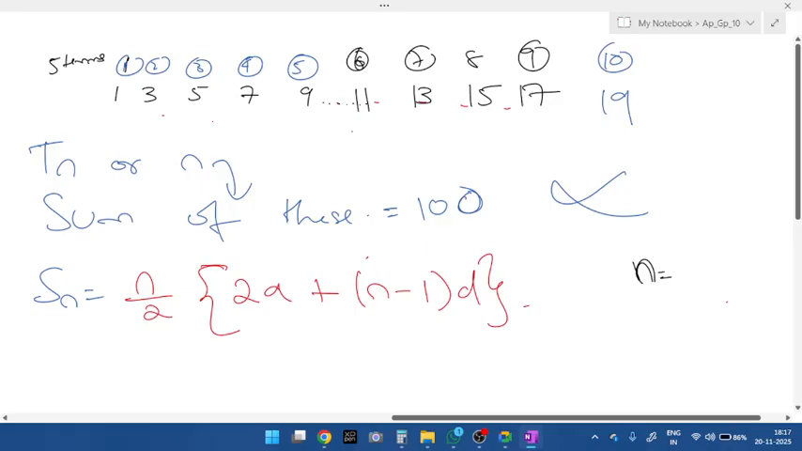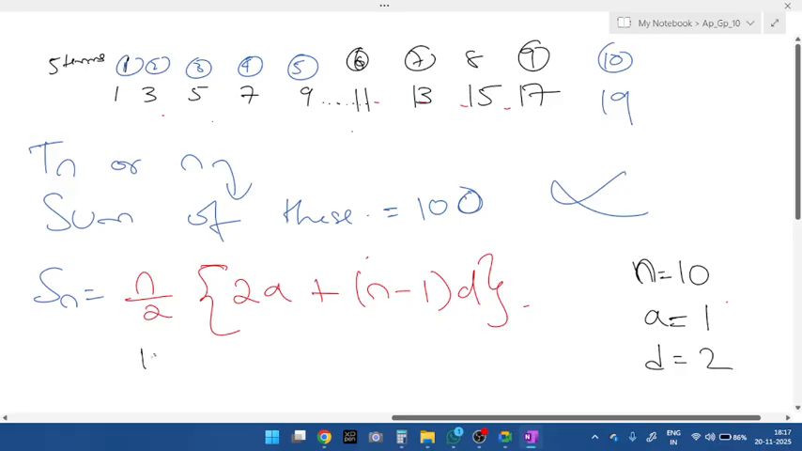Total number of terms. How many terms are there? Total 10 terms. N is 10. A is equal to, what's the first term? 1. B is equal to the difference. What is the difference? 2.